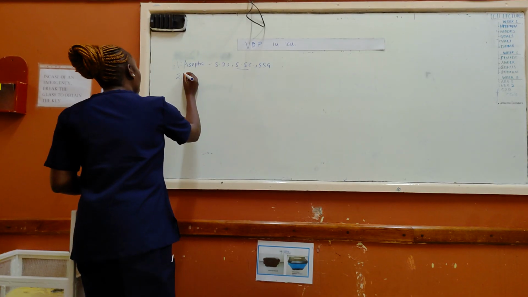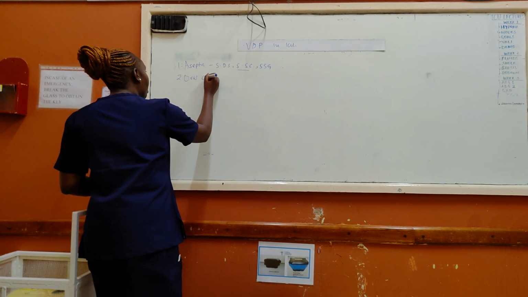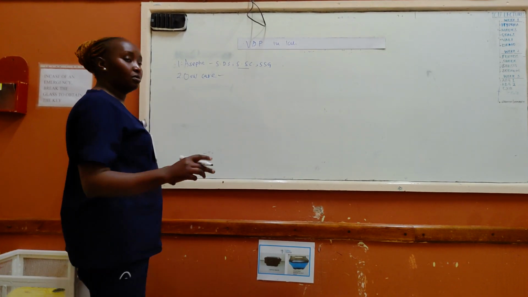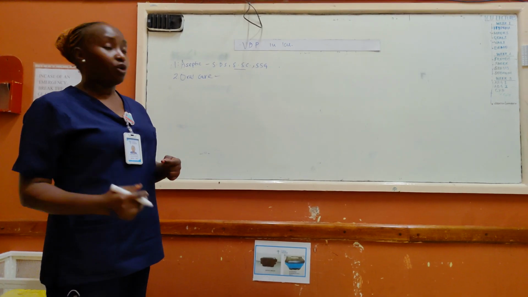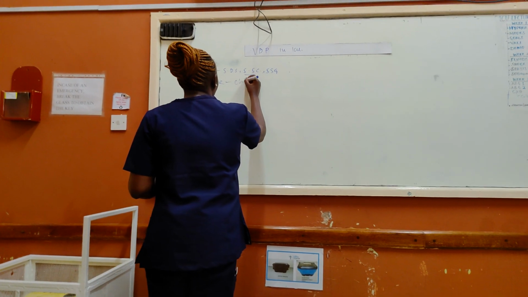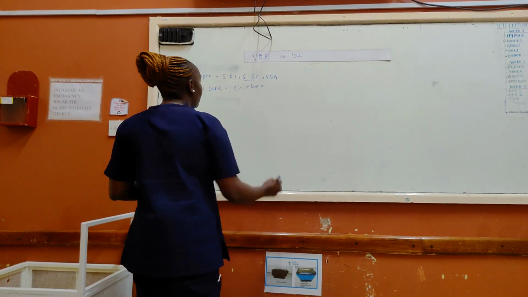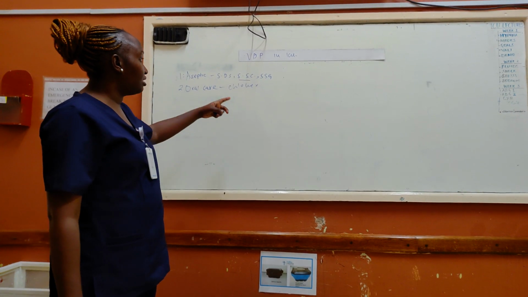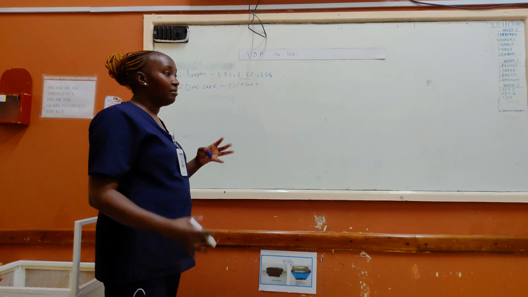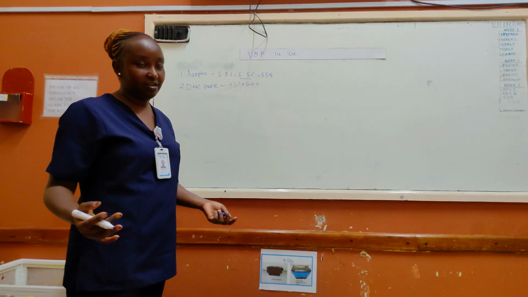Also, the other thing we can do is oral care. Oral care, what solution do we use? Chlorhexidine mouthwash, 2%. The good thing with chlorhexidine is that it is antibacterial, it also serves as a mouth freshener, and it prevents infection.